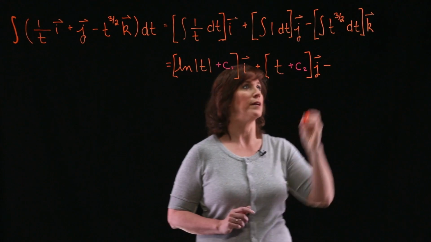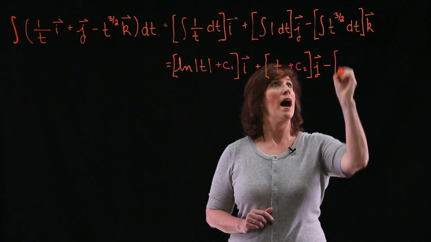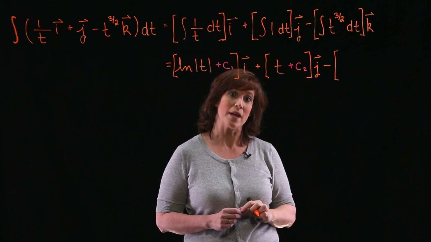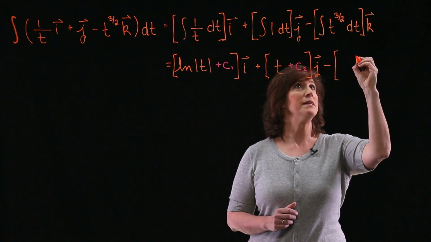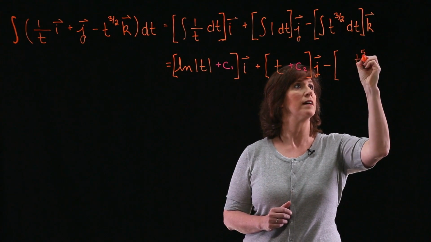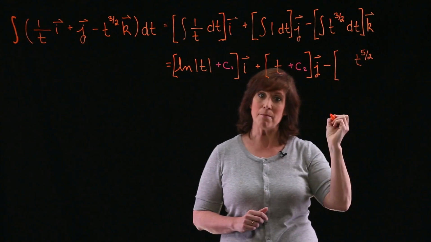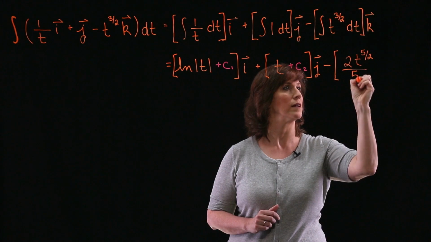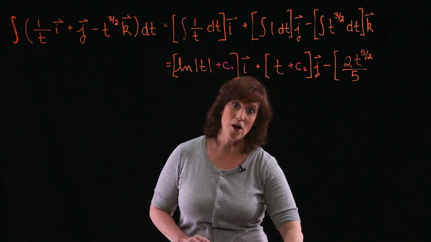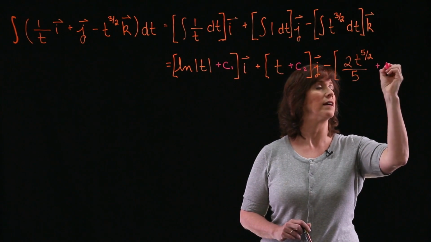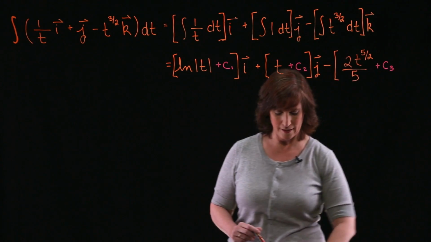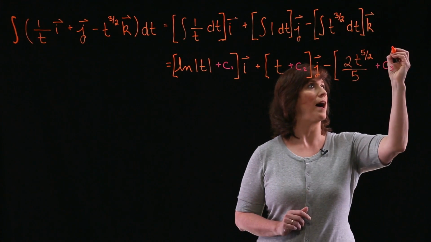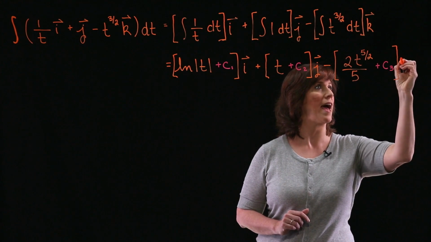And for the third component, I'm going to have the integral of t to the 3/2 dt, which is going to be t to the 5/2 divided by 5/2, which is the same thing as multiplying by 2/5. And again, I have a constant of integration, c3, I'll call it. And this is multiplied by my vector k.